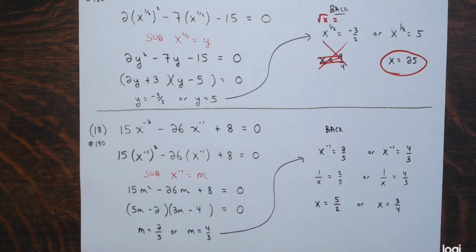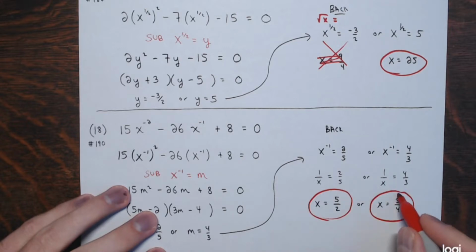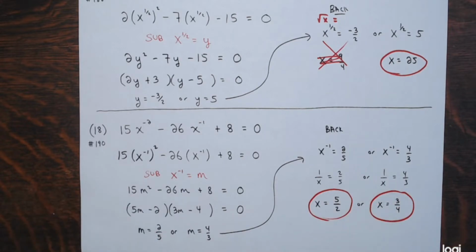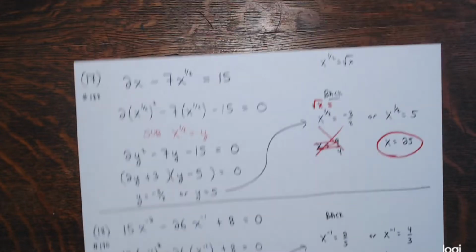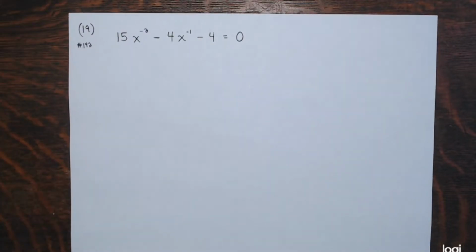And let's see, yeah. Those should both work. I'll leave it to you to check though. Right? 5 halves and 3/4 are your solutions to this equation. Wonderful, wonderful. Alright, and finally, one more question, just like this with the power of negative 2 and power of negative 1 showing up. Alright, question 19, exercise 192.